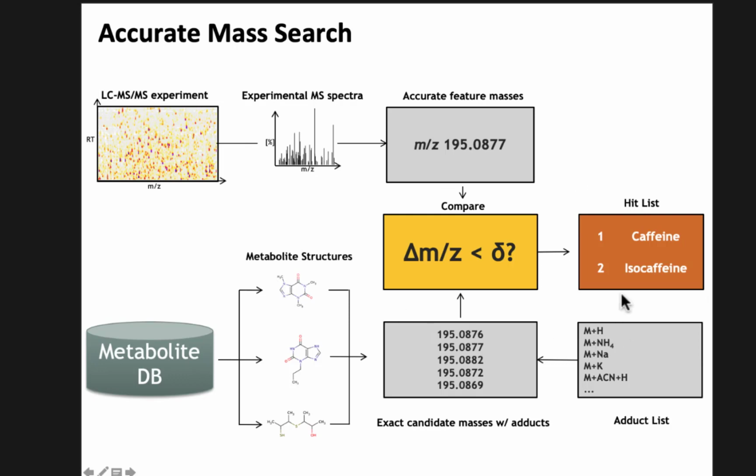And then the search is really simple. It just looks whether the mass that you observe is within a certain tolerance delta. And if so, it just reports this hit list. Note that this hit list is usually not ranked. You can rank it by the delta, by how much does the mass deviate from your tolerance, but that is by no means a guarantee.